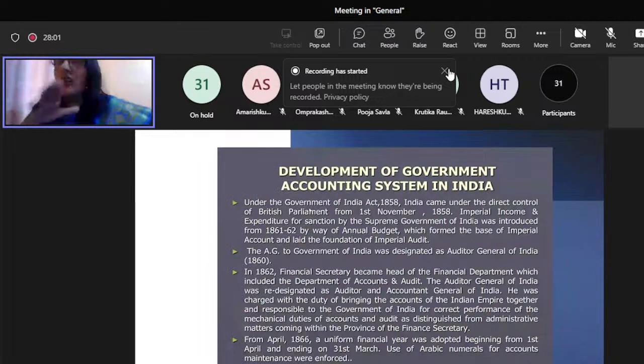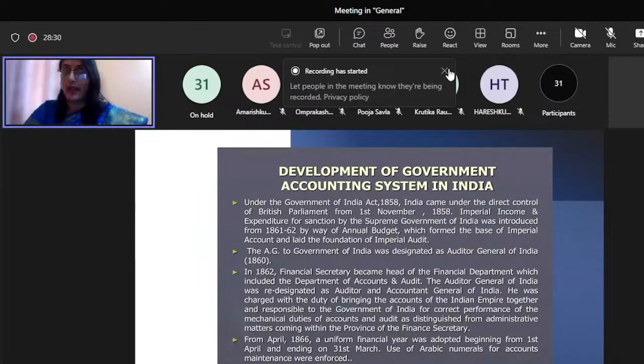So now let us see how the government accounting system in India evolved. It actually evolved from the Government of India in 1858, when the British Parliament was there and they started imperial income and expenditure. They used to draw a small income, and by way of an annual budget they used to lay down all the accounting forms, everything. It was evolved from the British Empire only.